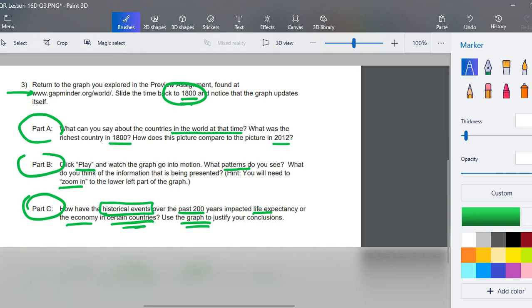So I'm going to run the Gapminder video, the timeline, and then please hit stop, replay, go back and forth, look at this several times. But one of the main things it's asking us here is the richest country in 1800. What does this picture that we're looking at then look like in 2012? Watch for patterns when we hit play, and then think about historical events. You can think about, I think especially worldwide events, because that can impact the graph as a whole.